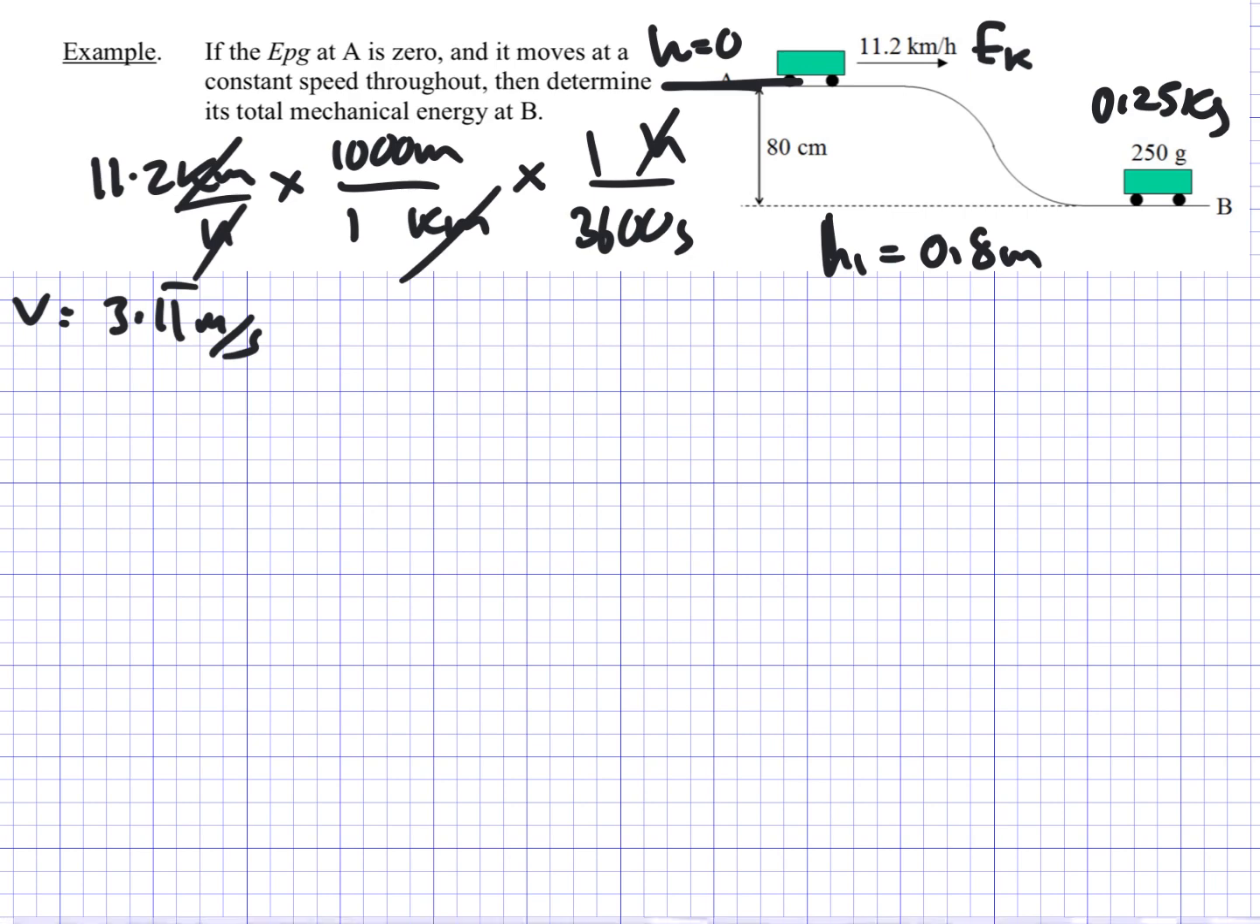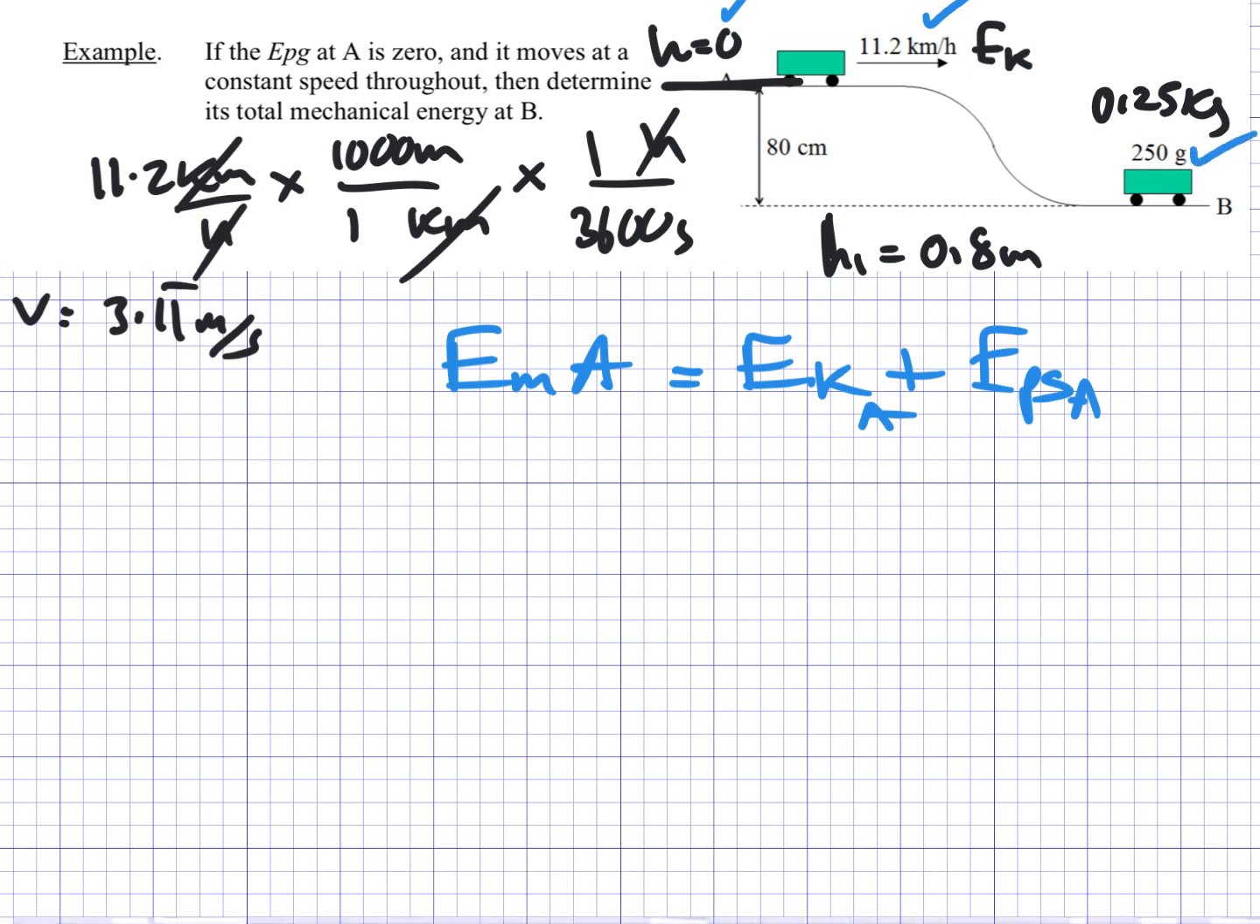Okay, so let's look at the energy, the total mechanical energy at position A. Well, there are no springs in this system, so we're dealing only with the kinetic energy and the gravitational potential energy at A. Okay, so do we know those numbers? Well, we know the height, we know the speed, and we know the mass. So yes, we do. We could work that out.